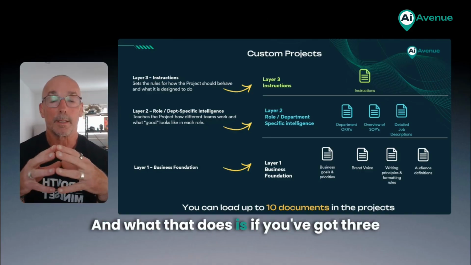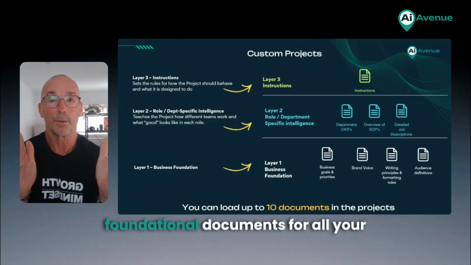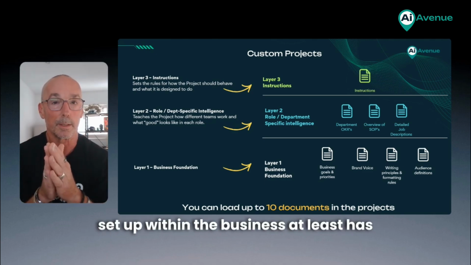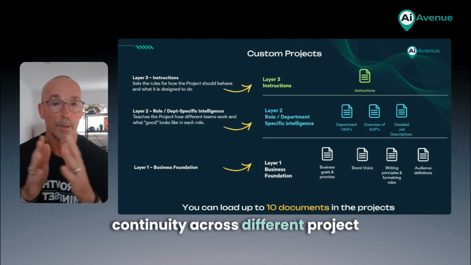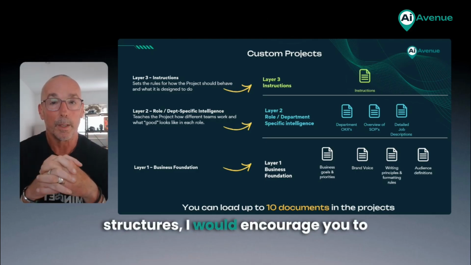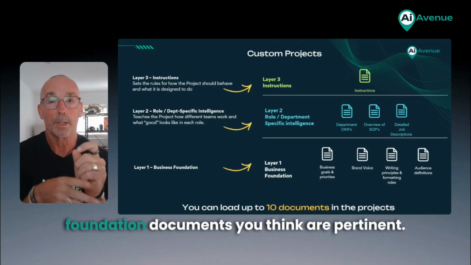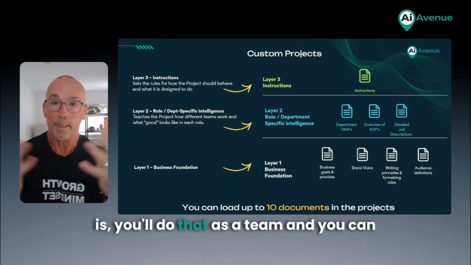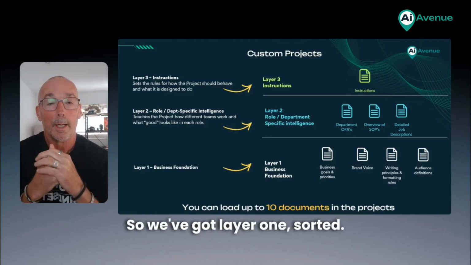And what that does is if you've got 3 or 4 base documents that become the foundational documents for all your projects, so that every project that gets set up within the business at least has that context. They may not all need it, but if you want continuity across different project structures, I would encourage you to understand which are the layer 1 business foundation documents you think are pertinent. If they need updating or whatever it is, you'll do that as a team, and you can do that as a team within the tool. So we've got layer 1 sorted.